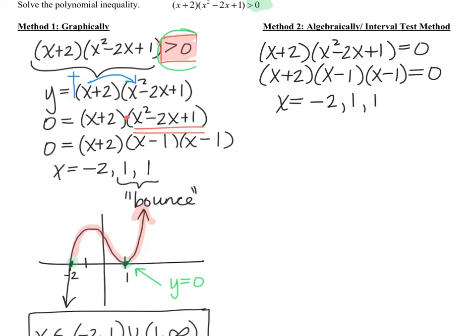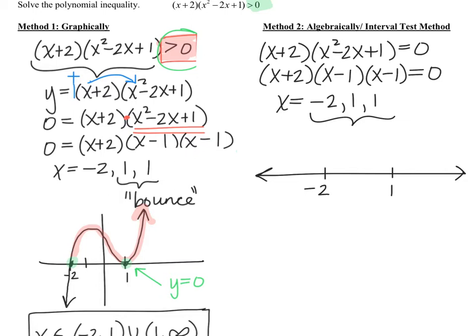Now, the difference between solving this graphically versus algebraically is now we're going to take these zeros, which we call the boundary points. Some people refer to these numbers as boundary points. And we're essentially going to be putting them on the number line. And we'll put them in order from smallest to biggest. So we have -2 and +1. And that basically divides our number line into 3 intervals.